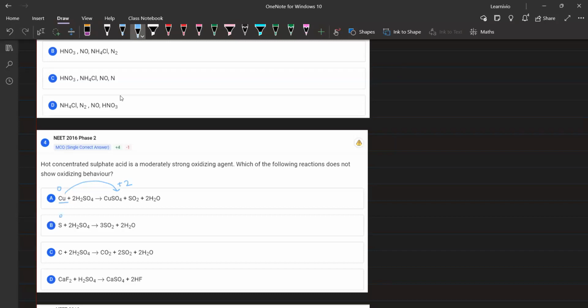Here sulfur is in zero oxidation state, and here it is in +4, so it is oxidizing. Carbon is in zero oxidation state here, and +4 here. If you look at calcium, here it is in +2, and here also calcium is in +2. So in option D it is not showing any oxidizing behavior. Got this? Please tell me.